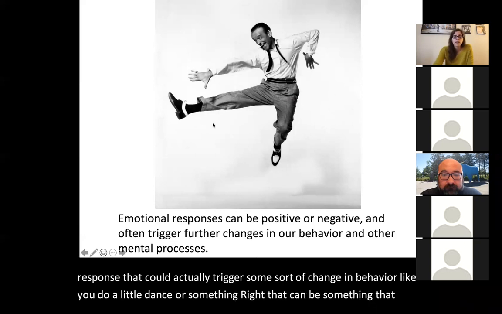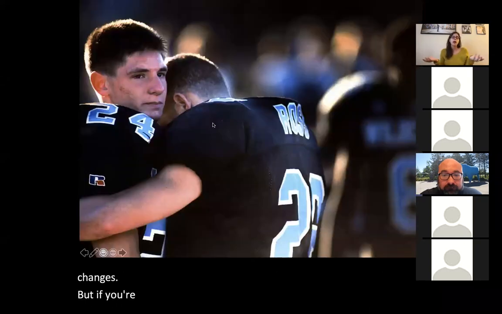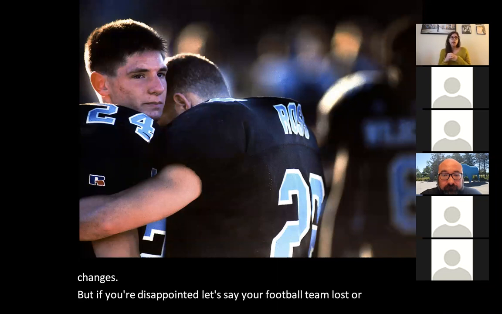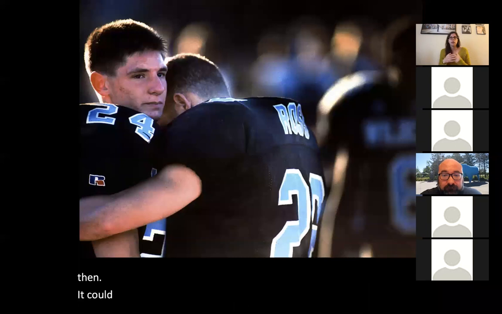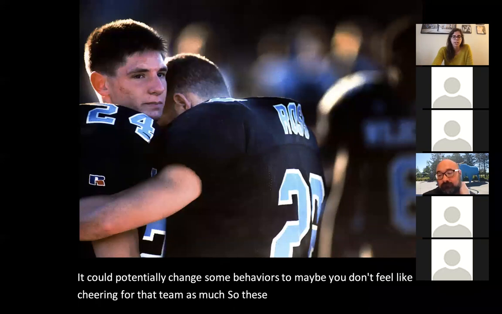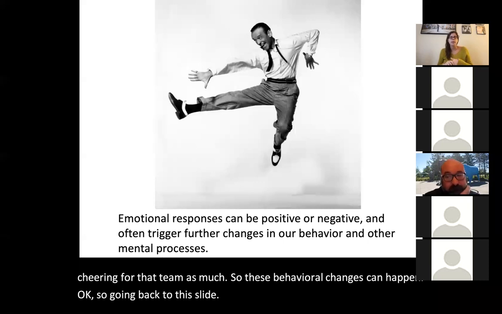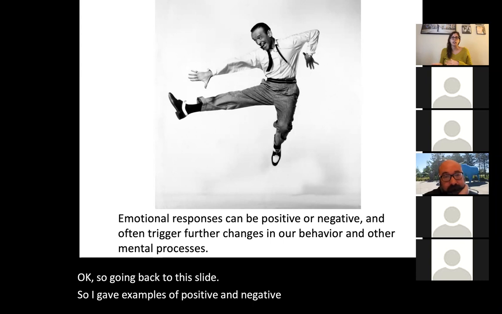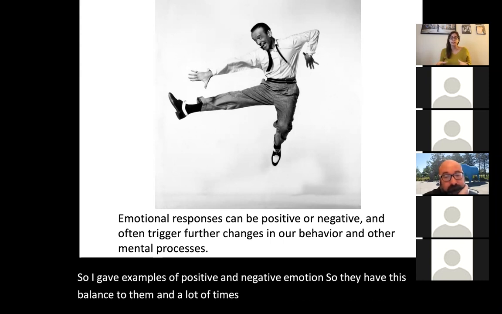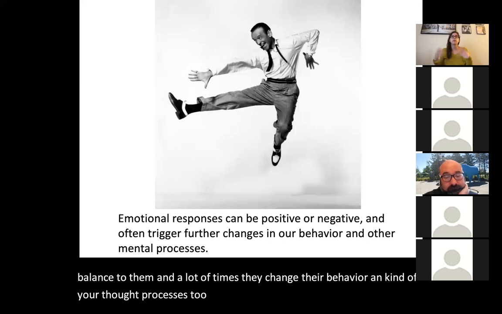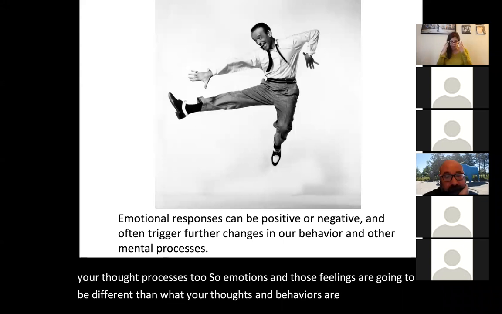But if you're disappointed, let's say your football team lost or something, then it could potentially change some behaviors too. Like maybe you don't feel like cheering for that team as much. So these behavioral changes can happen. Going back to this slide, I gave examples of positive and negative emotions. So they have this valence to them, and a lot of times they change your behavior and your thought processes too. Emotions and those feelings are going to be different than your thoughts and behaviors, but they all influence each other.